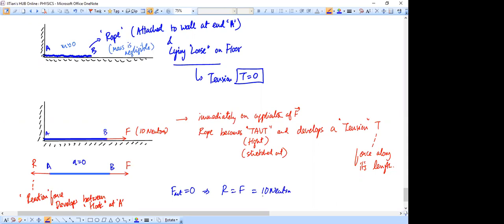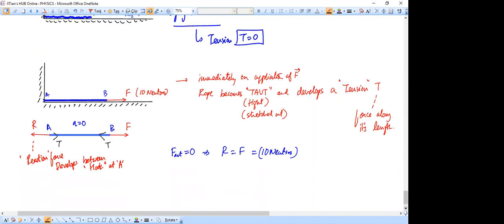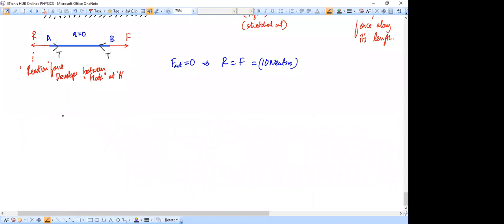But as a result of that, the string develops an internal force which we call tension. And that force looks like this. So if a person is pulling the string at the end B, that person's hand will experience an equal and opposite force because of the rope.